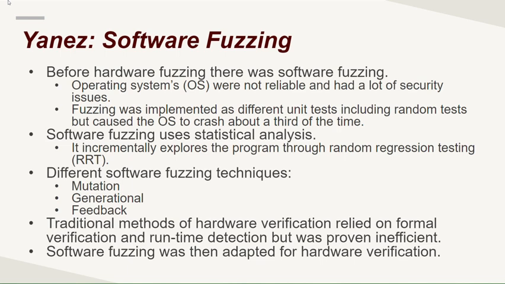While traditional methods of hardware verification relied on formal verification and runtime detection, formal verification was not able to keep up with larger and more complex designs, and runtime detection was impractical and inefficient due to it only working in the fabrication process. As it should be known, hardware once deployed is patched up and therefore runtime detection cannot be run. Therefore, software fuzzing was then adapted for hardware verification.